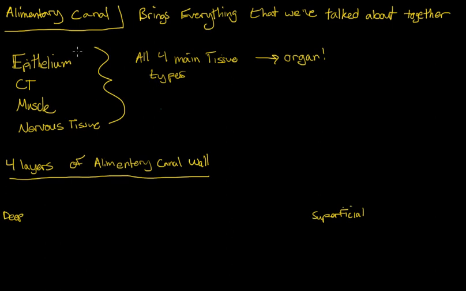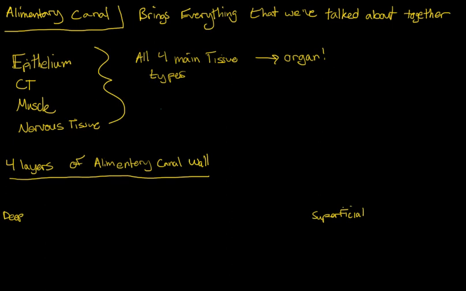First off, there's going to be all four main types of tissue: epithelium, connective tissue, muscle tissue, and nervous tissue. And this is going to make this system an organ. So all four main types of tissue leads to an organ.